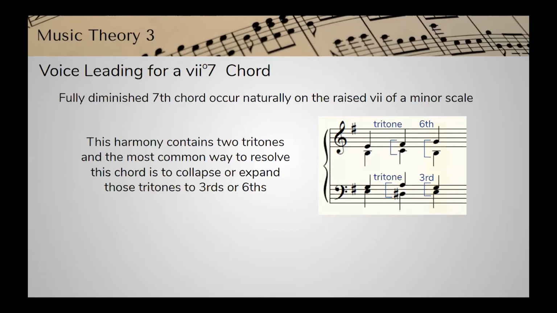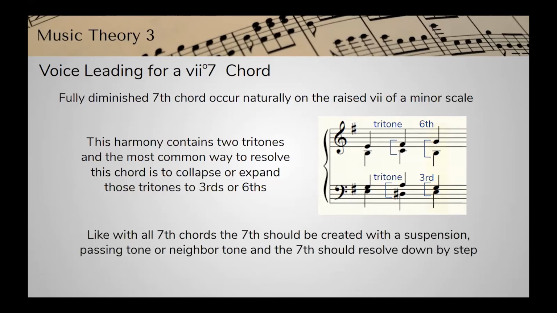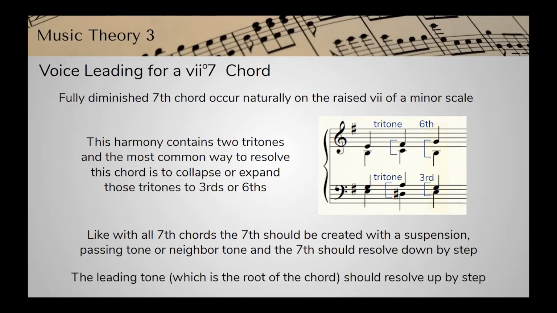There's some other options too, but you always want to remember that the seventh in this chord, which in this case would be the C natural, should always be created with a suspension, a neighbor tone, or a passing tone. In this one I created it with a neighbor tone. And it should resolve down by step, so same rules. Okay, but mostly the most common way to do it is focus on the tritones, resolving to either a sixth or a third. Okay, and the leading tone, which is the root of the chord, should always resolve up by step.